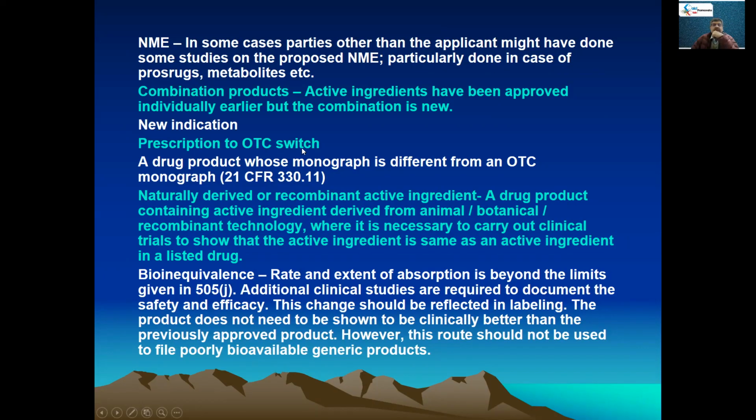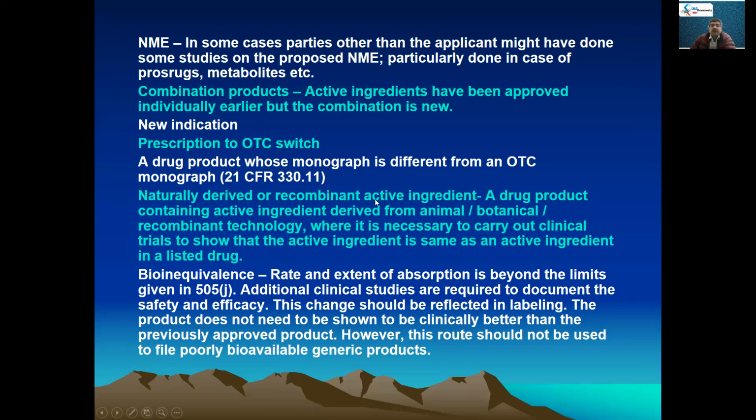Prescription to over-the-counter switches are also taken under 505(b)(2). Sometimes earlier the drug product is a prescription drug product, but later on it is converted into an over-the-counter product. For example, ranitidine 25 milligram was previously sold as a prescription drug product, but later it was switched to an OTC product. So this will fall under 505(b)(2). A drug product whose monograph is different from an OTC monograph will also go under 505(b)(2).